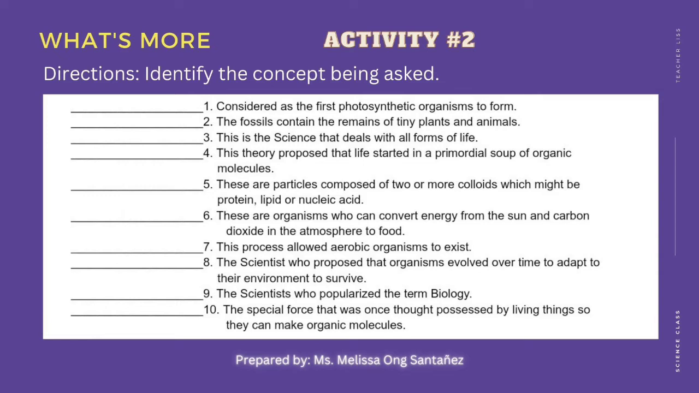Number 3, this is the science that deals with all forms of life. Number 4, this theory proposed that life started in a primordial soup of organic molecules. Number 5, these are particles composed of 2 or more colloids, which might be protein, lipid, or nucleic acid. Number 6, these are organisms that can convert energy from the sun and carbon dioxide in the atmosphere to food. Number 7, this process allowed aerobic organisms to exist. What do you think that process would be?